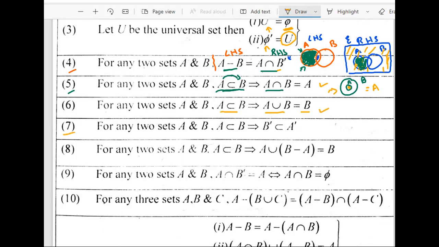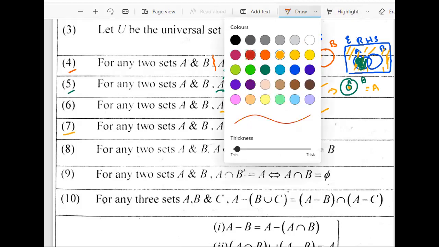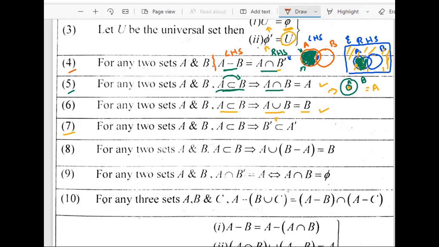Let's talk about the seventh one. For any two sets A and B, A is a subset of B. Again, what do we have? And since we're talking about complements, I will draw the universal set as well. Only then will I be able to understand it. So this is the universal set. This is B. This is A.